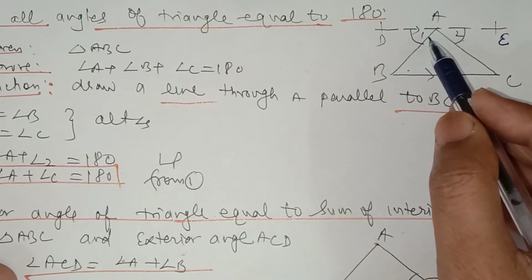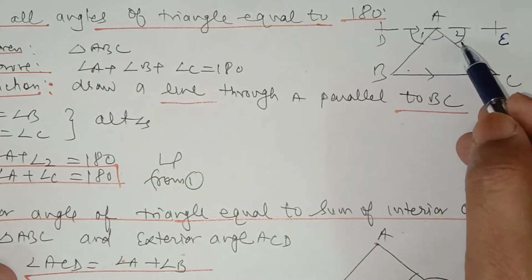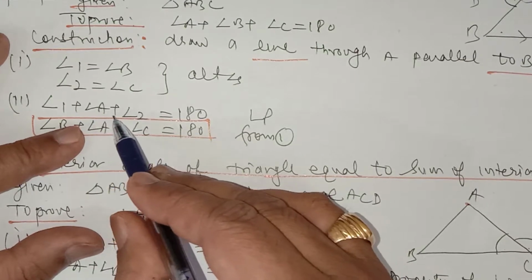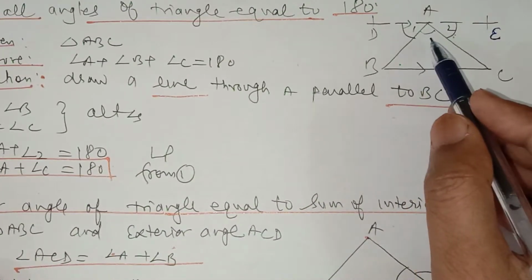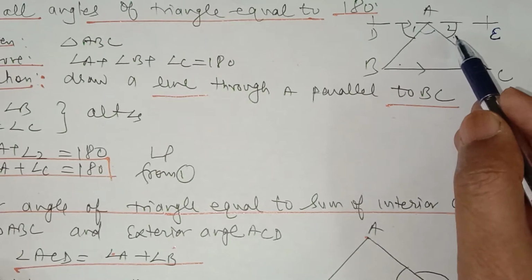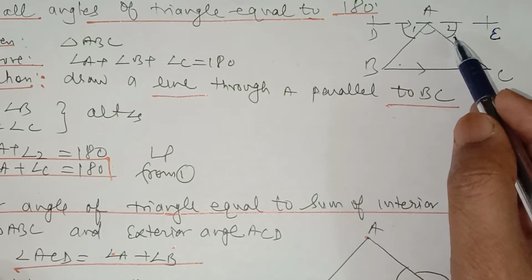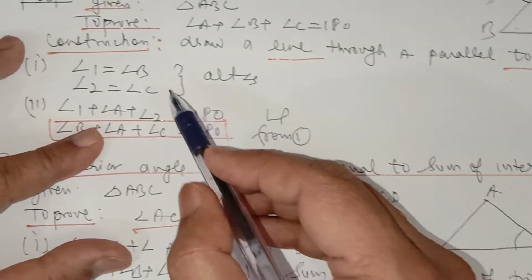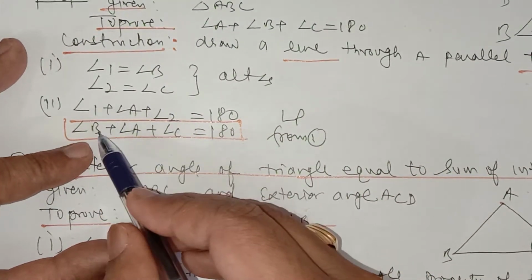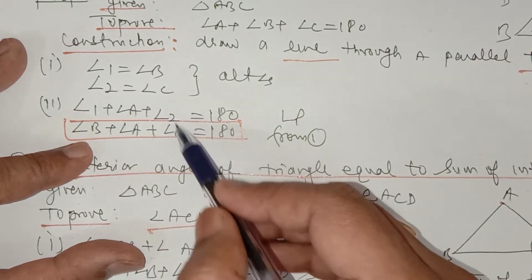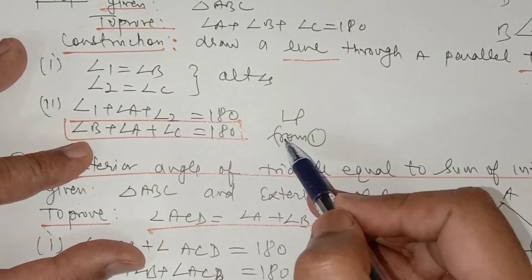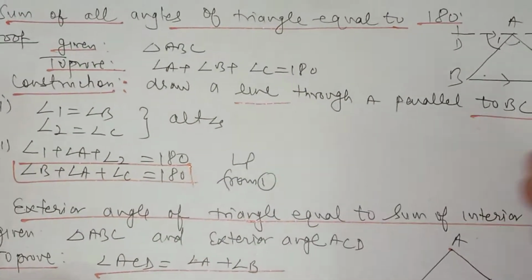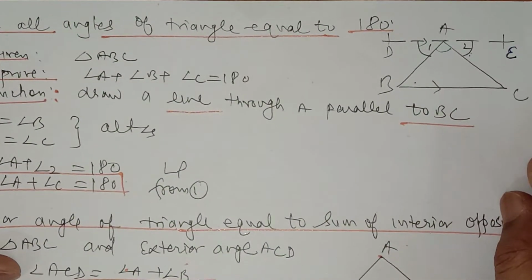Now angle 1 plus angle A plus angle 2 is equal to 180 degrees because they are forming a linear pair. So replace angle 1 by angle B and angle 2 by angle C, because we have already proved that they are equal in step number 1. So angle B plus angle A plus angle C is equal to 180 degrees. This is the angle sum property of the triangle and we have proved this theorem.